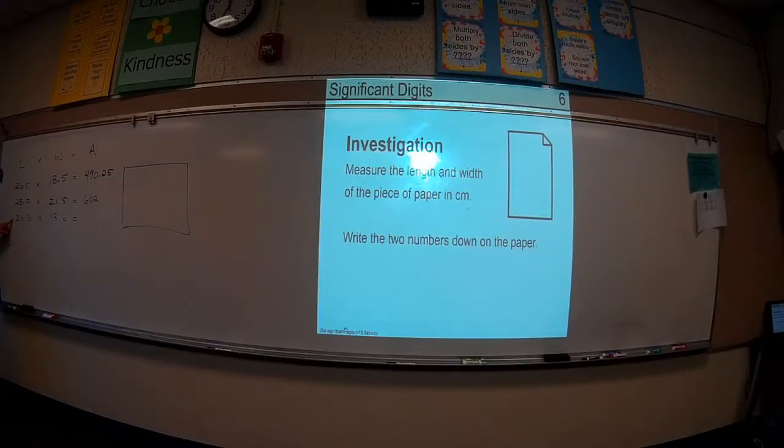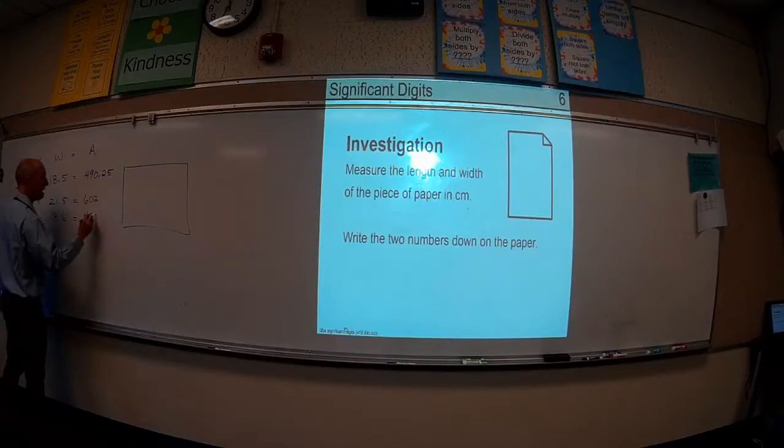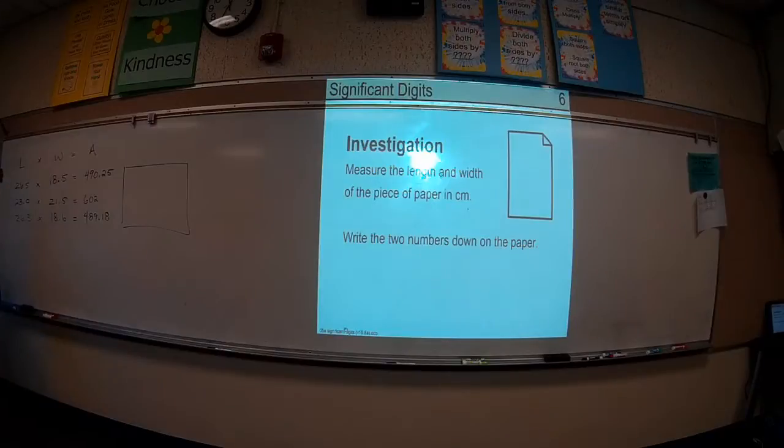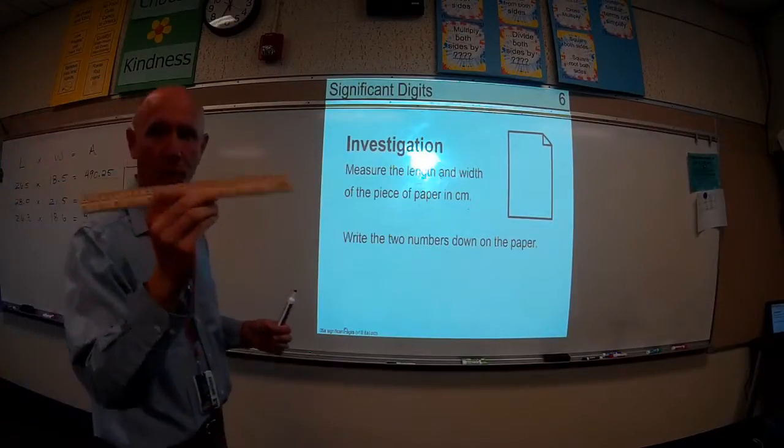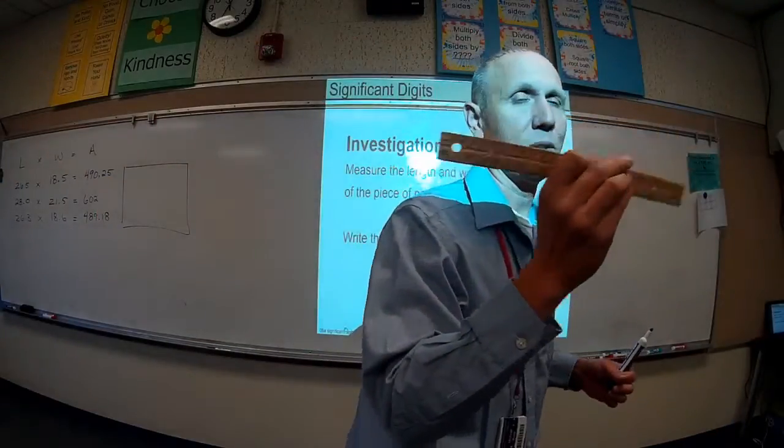This one was Eli? I got 489.18. 489.18. Yes. How many decimal places can I take this ruler to? One. This ruler is good to 1 decimal place.